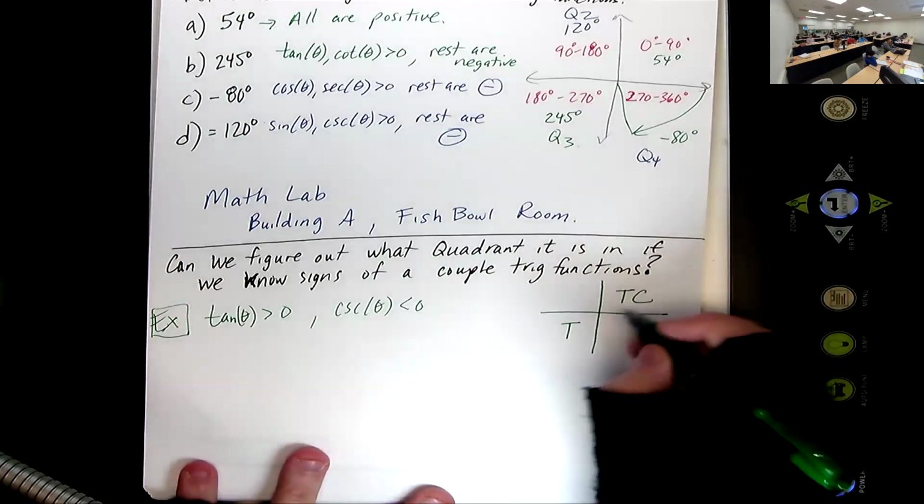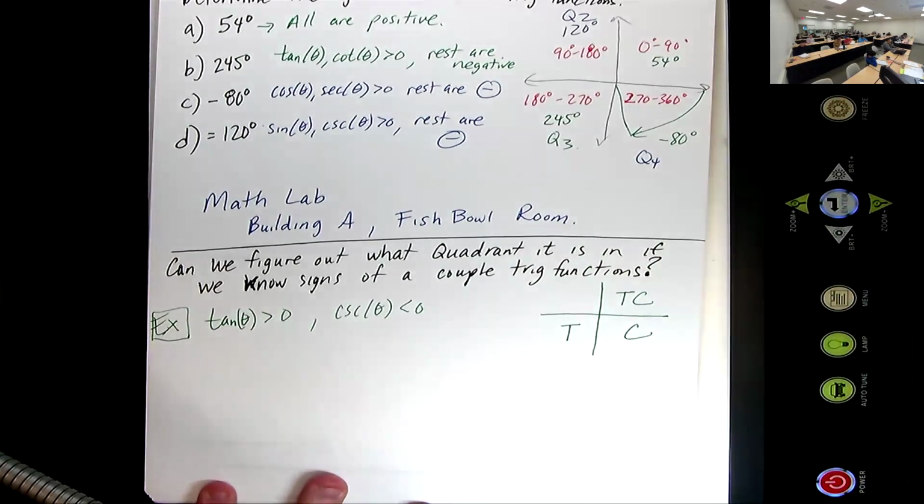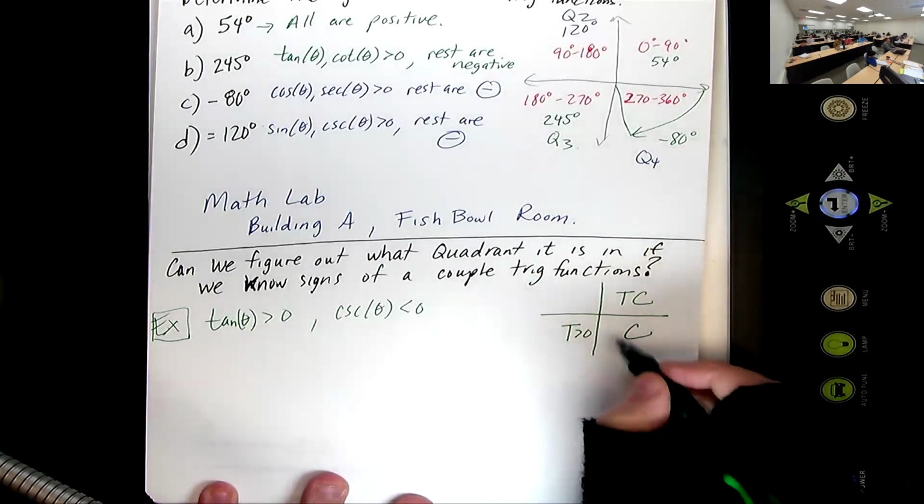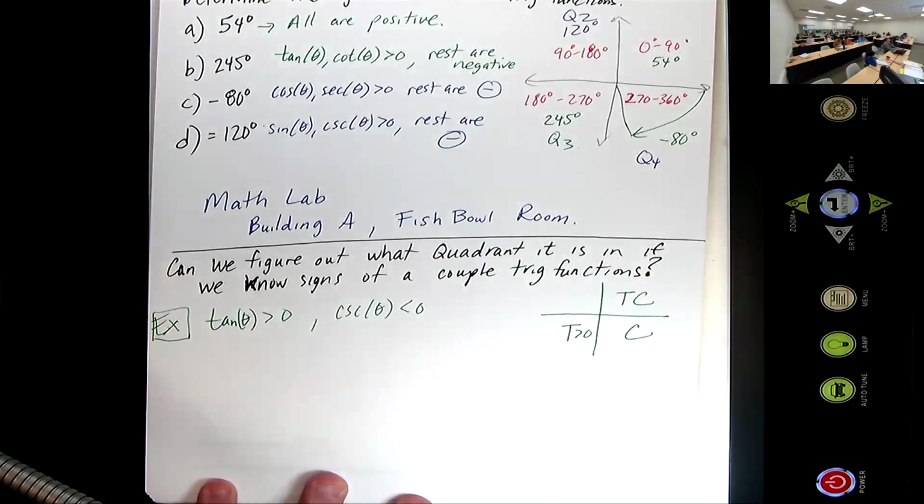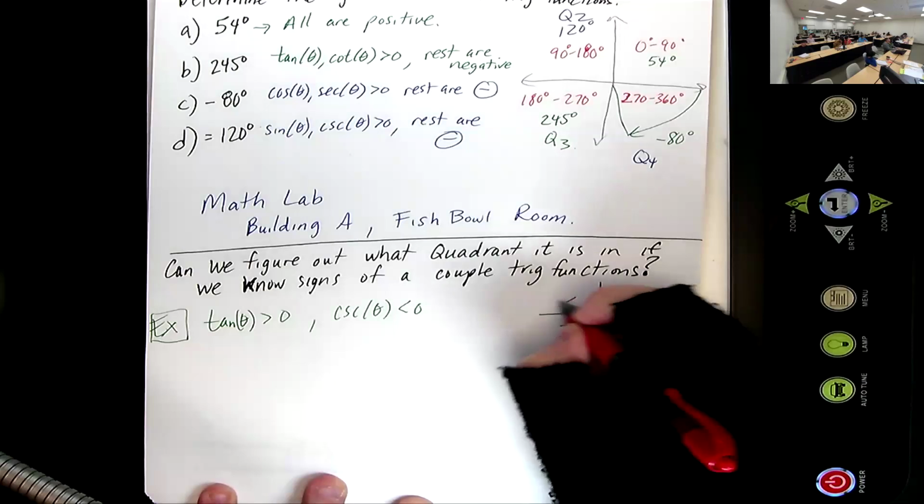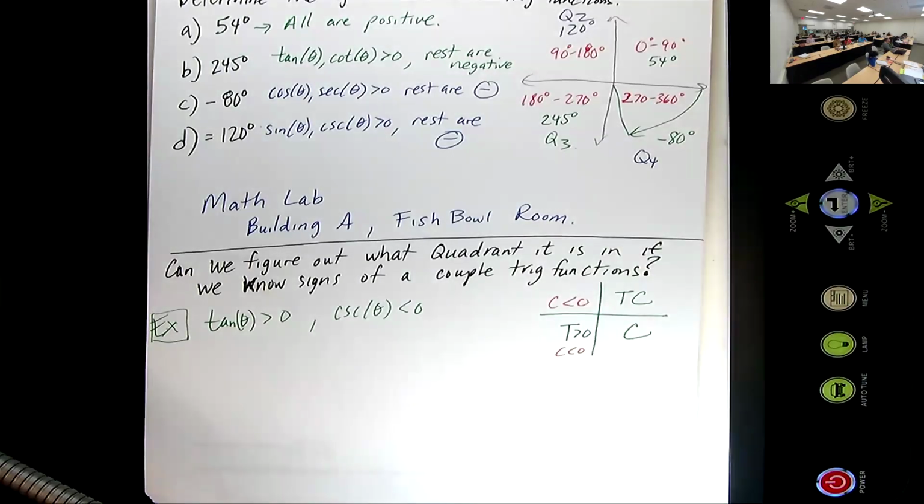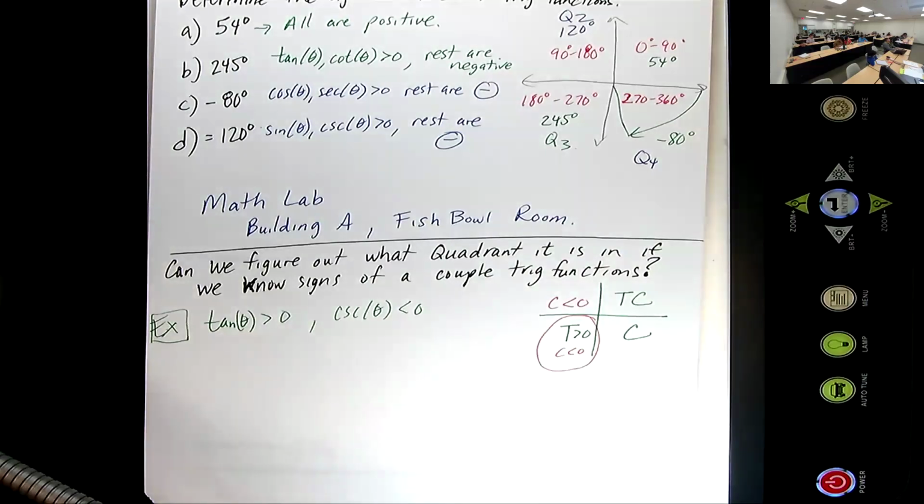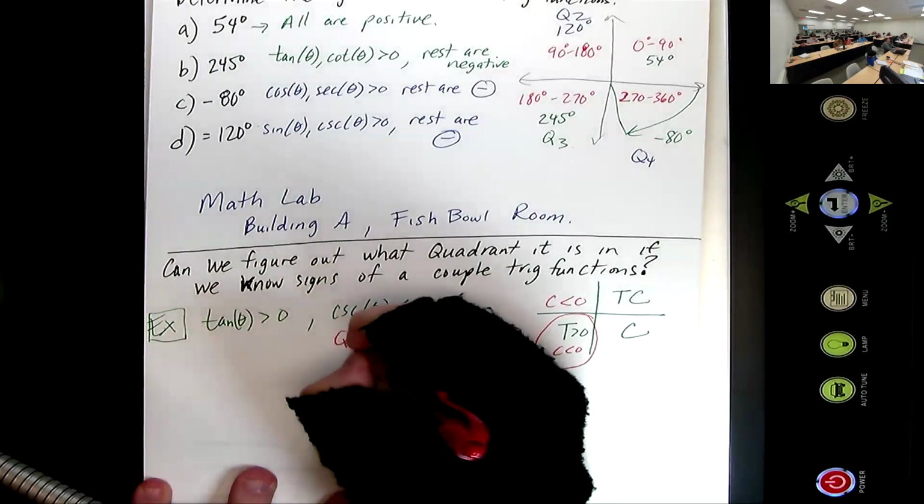Fourth quadrant. So here tangent is greater than 0 and we're looking for the ones where cosecant is less than 0. Cosecant is less than 0 over here and over here. And we're looking for the tangent greater than 0, cosecant less than 0. Well, it looks like it is indeed quadrant 3.